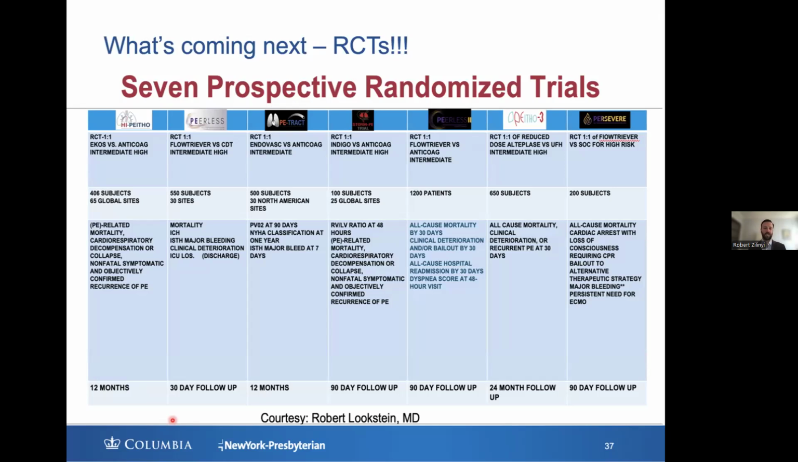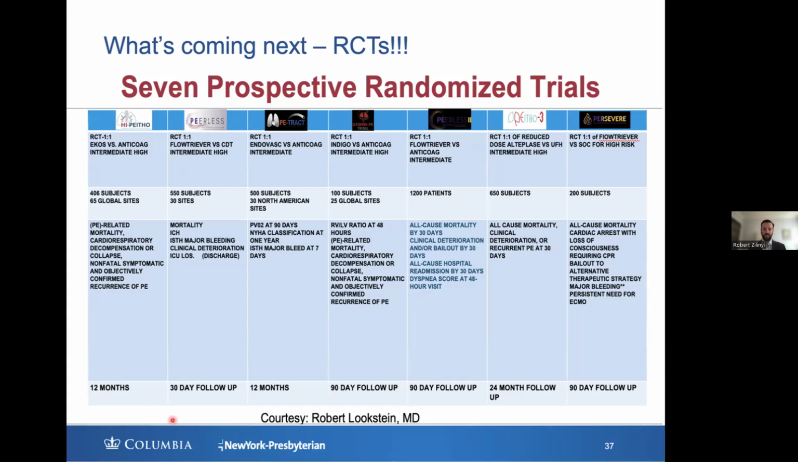The HI-PEITHO trial, which is nearing the end of its enrollment, is conducted by the same group of investigators that performed the initial PEITHO trial. And this is going to be 406 subjects across 65 sites globally. And this is looking at ECOS versus anticoagulation arms. So this will be the first set of definitive randomized data looking at whether or not a catheter-based therapy offers any real clinical benefit compared to systemic anticoagulation alone. And this is using hard outcomes, including PE-related mortality, cardiorespiratory decompensation or collapse, non-fatal symptomatic, and objectively confirmed recurrence of PE.